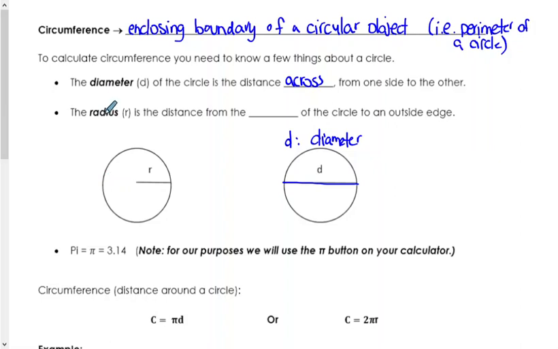And my radius is the distance from the origin, as we say in math, but all this means is the center of your circle to an outside edge. So here's the center of my circle, or the origin, to the outside edge, and that is my radius.